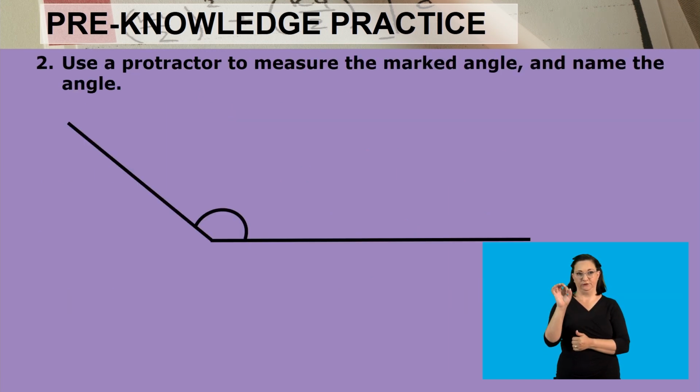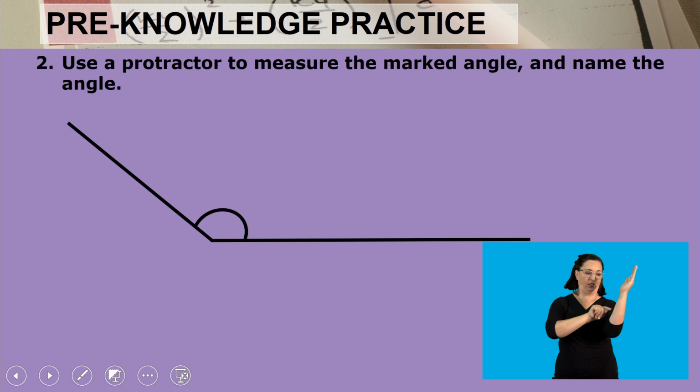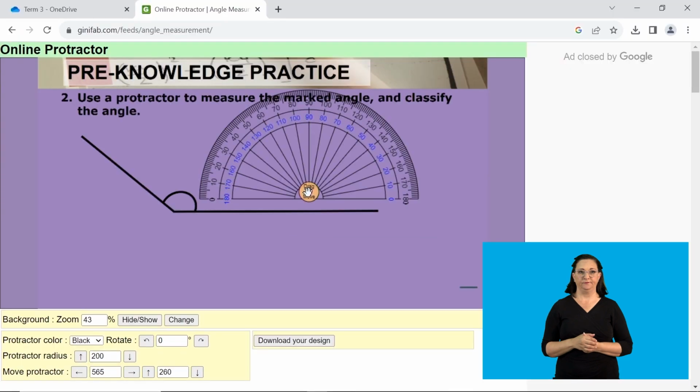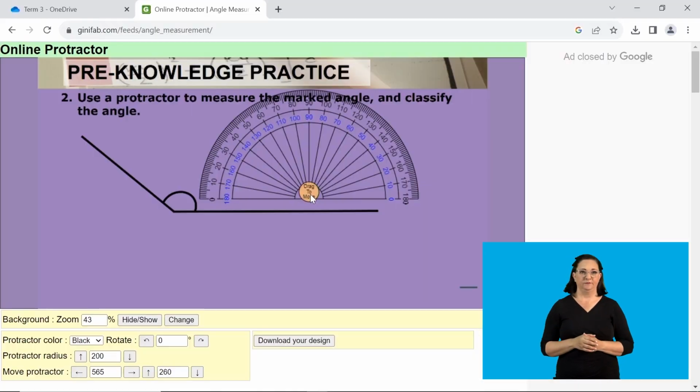We are to use a protractor to measure a marked angle and name the angle. There is a picture of an angle that we have to measure. Let's get a protractor and do that. Here's our protractor. We are now going to measure the angle. I am using an online protractor. It's similar to what you would have in your mathematical set.